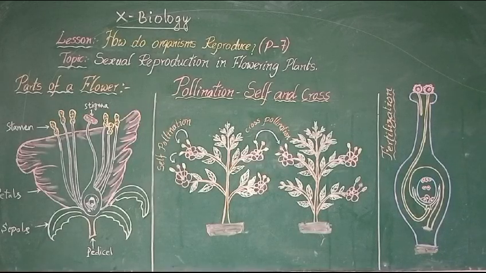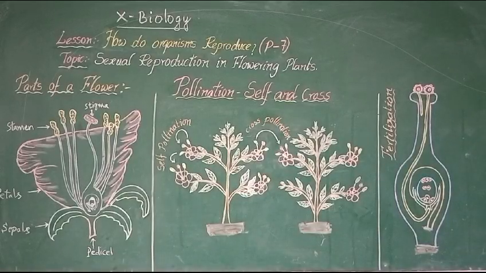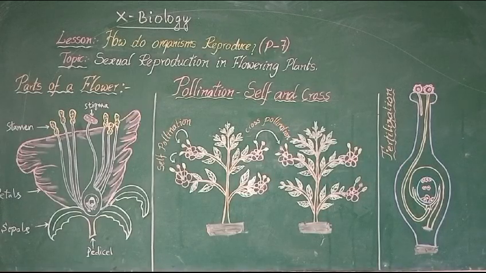Now let us discuss pollination, that is self-pollination and cross-pollination. Pollination means transfer of pollen grains from anther to stigma of a flower. Self-pollination. In this picture it is very clear to you, my dear teachers. Please observe this picture very clearly. Self-pollination means if the pollen grains reach from anther to stigma of the same flower or another flower of the same plant, it is called self-pollination.